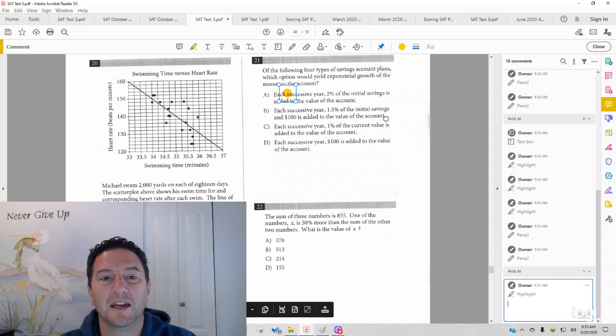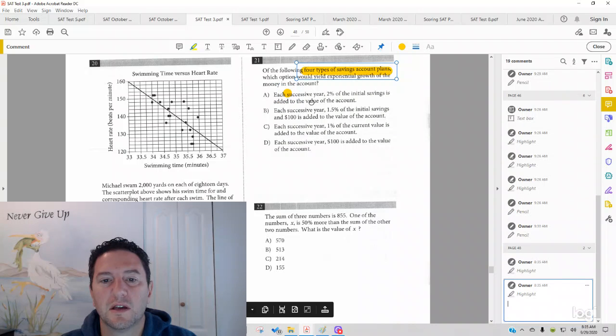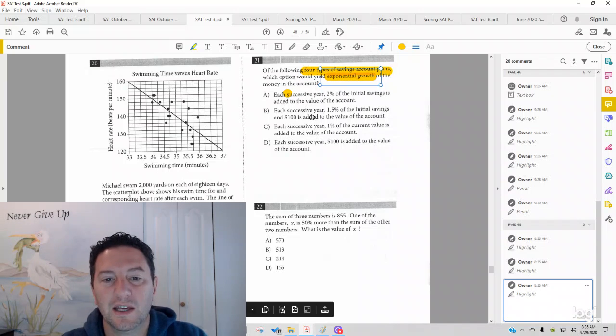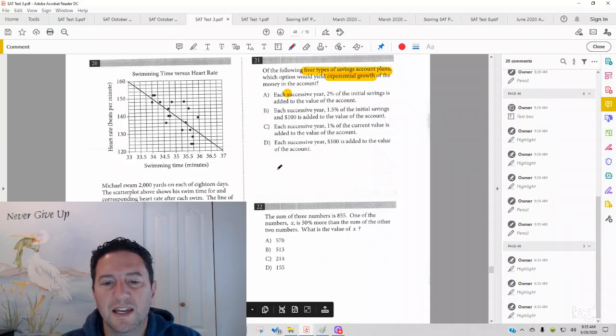And today we're going to look at Test 3, Section 4, number 21, which reads, of the following 4 types of savings account plans, which option would yield exponential growth of the money in the account? And when we look at our answer choices, answer choice A, each successive year 2% of the initial savings is added to the value of the account.